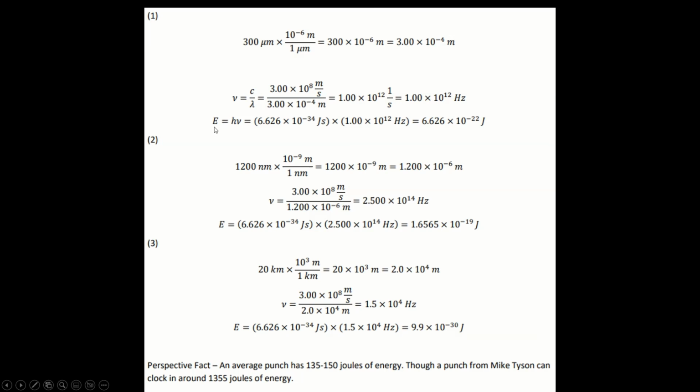Therefore, we have energy. That is just Planck's constant times the frequency. So 6.626 times 10 to minus 34 joule seconds multiplied by 1 times 10 to the 12th hertz. A second times a hertz cancels out, so we just are left with joules, and that becomes 6.626 times 10 to the minus 12. 10 to the negative 34 times 10 to the 12th, you just add the exponents together. Negative 34 plus 12 gets us minus 22.